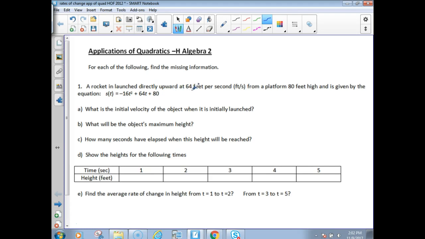This equation is showing an object that's being launched at 64 feet per second from a platform 80 feet high. Sorry, I'm repeating myself for you guys. What's the initial velocity of the object when it was initially launched? Well, that's your 64 feet per second.